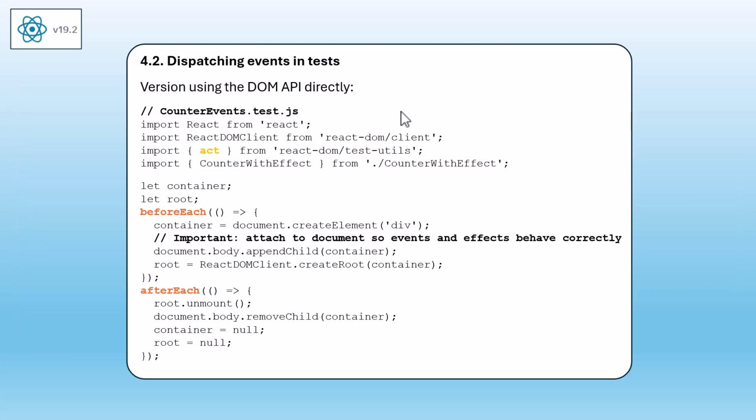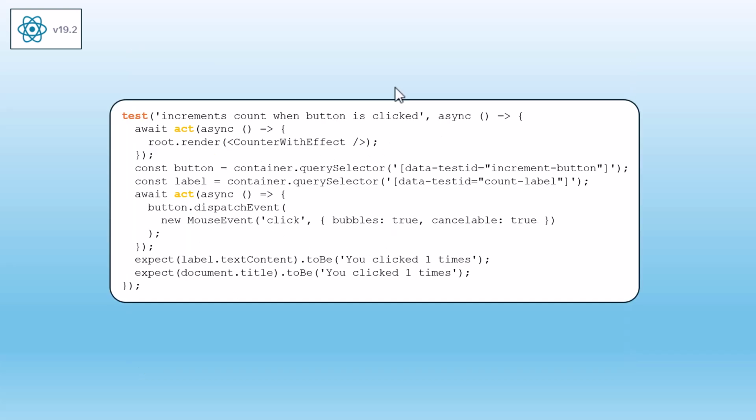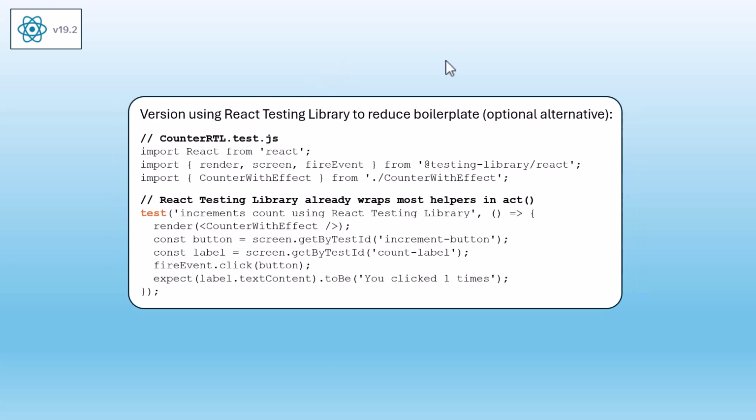4.2. Dispatching events in tests. In many tests, we want to simulate interactions such as clicking a button. These interactions typically trigger state changes, effects, or layout updates. By wrapping the event dispatch inside Act, we ensure that all consequences of the action are finalized before we read the result. One important detail is that dispatching DOM events only works correctly when the container is actually attached to the document. Otherwise, browser APIs and React behaviors tied to the document environment will not run correctly. Testing libraries can help simplify this part of the setup.